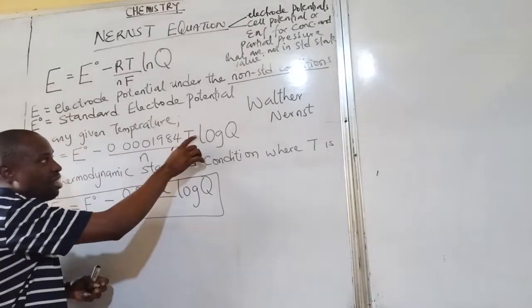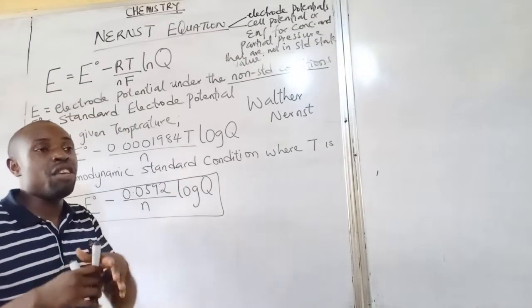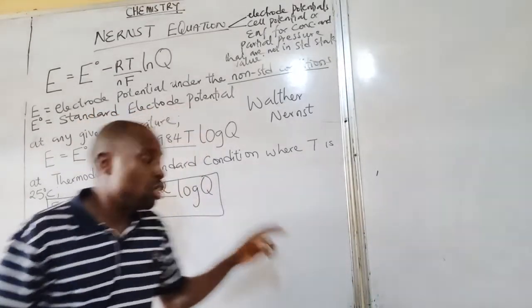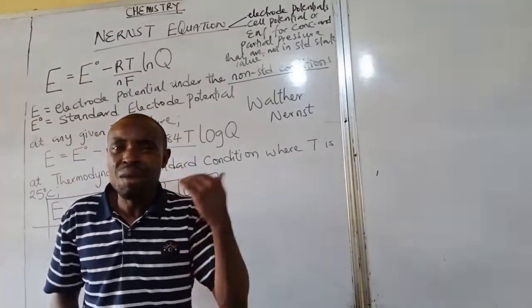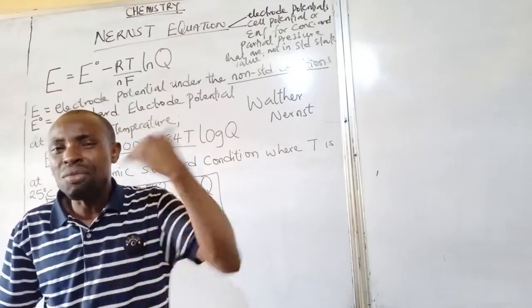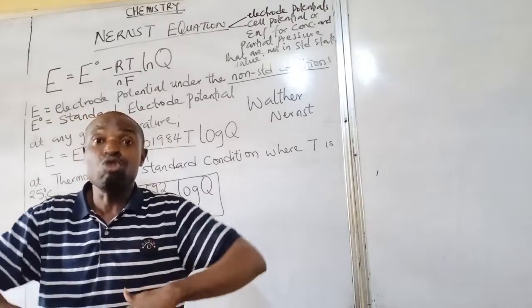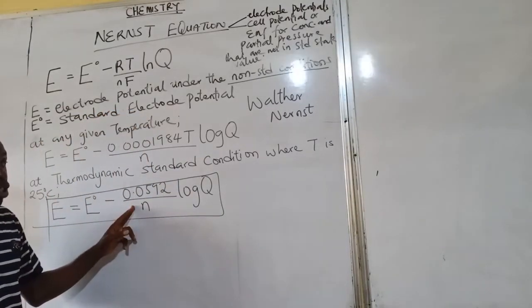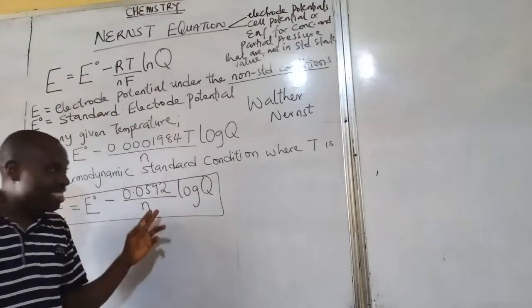This T stands for any given temperature, meaning if they give you a question and they tell you that the temperature is at so and so temperature, you use this formula. But when the temperature given to you is 25 degrees Celsius, which is room temperature, which is common in exams, this is the formula that you make use of. Most of our questions will be centered around this area.